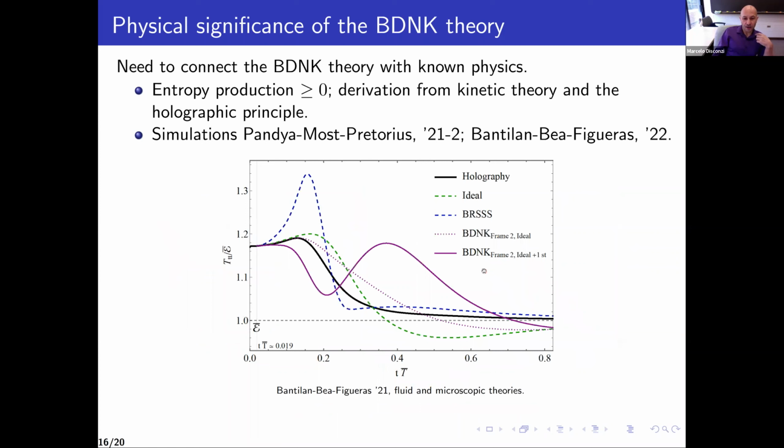Now, Bemfica, Bay, and Figueras found something similar, again for a conformal fluid in one dimension. Basically, they found that BDNK and Israel-Stewart more or less agree where they are supposed to be a valid description. They disagree where you shouldn't be trusting either theory anyway, and in that case they also disagree with the underlying microscopic theory.